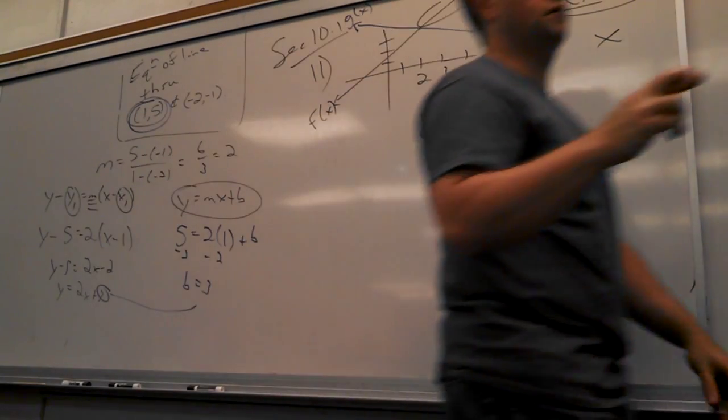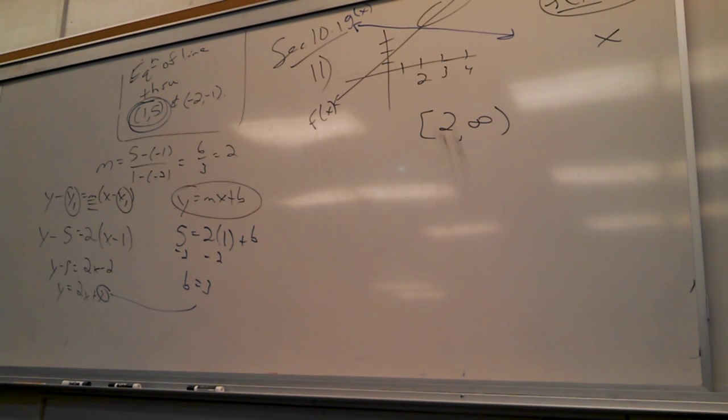Now, let's make the calculator do it for us. We've already done it, but one point would be 1, 5, and the other point was -2, -1. You hit stat, edit, and if you have stuff in your list, you can just clear it. Don't delete it or the list just goes away. That's bad.